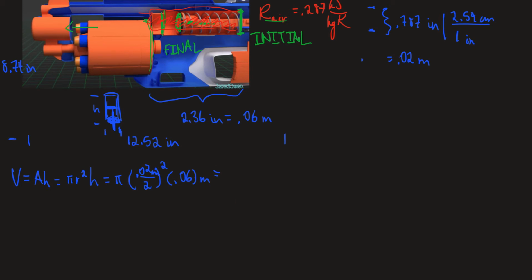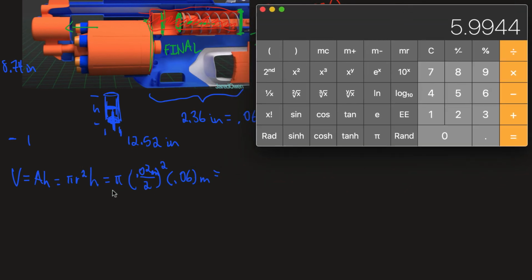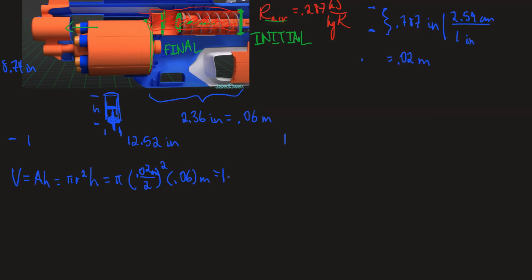So we'll pull out that calculator again, and we can notice already that this right here is just 0.01. So we'll take 0.01 squared times pi times 0.06, which gives us 1.885, and there's 1, 2, 3, 4, 5 decimal places to the left. So 1.885 times 10 to the negative 5, and this is going to be meters cubed.